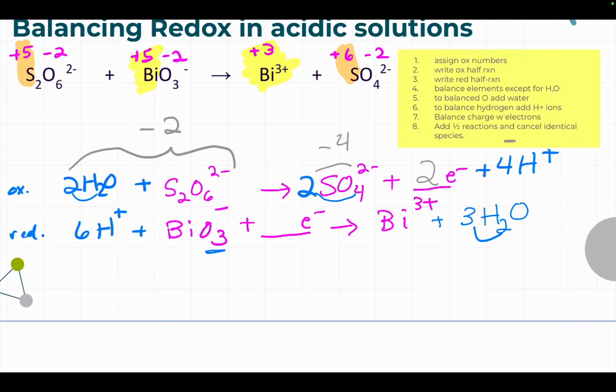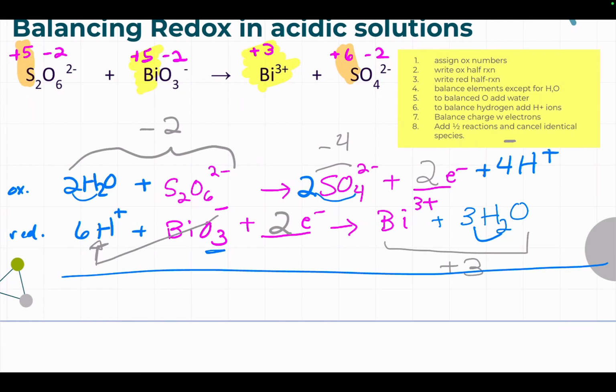Next one, you can see this side is +3 and this side is +6 right now. So we would have to add +3. Oh wait, sorry, it's not +6, it's +5. So we would have to add 2 negative electrons. So the good thing is we don't need to multiply the reactions to get the electrons to be equal. They already are.